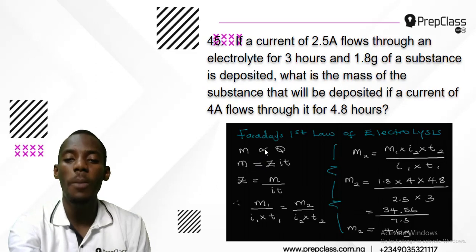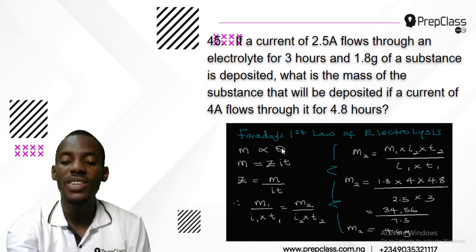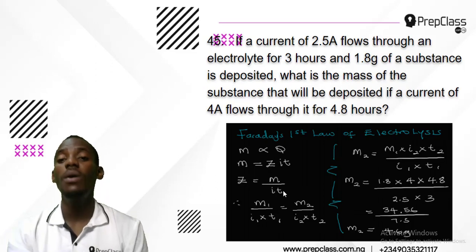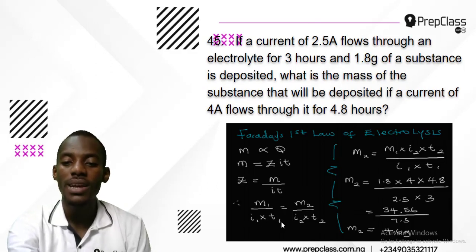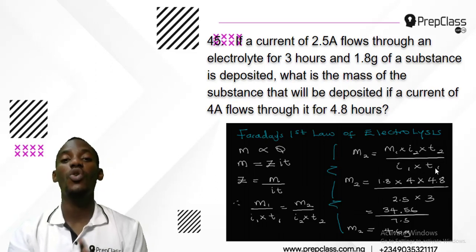So M is directly proportional to Q will change to M equals Z times Q, and charge will change to current times time, and that is what we will use to solve this question. Now I will make Z the subject, that will become Z equals M over IT. Now I have two currents and two times, so I have to make this formula double: M1 over I1 times T1 equals M2 over I2 times T2. Now plug in your parameters. The first ones, 2.5 ampere, 3 hours, 1.8 gram, are all given. But the second one, they say find the gram, that's the mass, so I'm finding M2, the second mass. Making M2 the subject, I get M2 equals M1 times I2 times T2 over I1 times T1. I just cross multiply, and that's it.